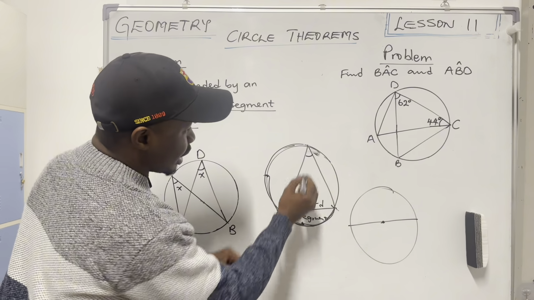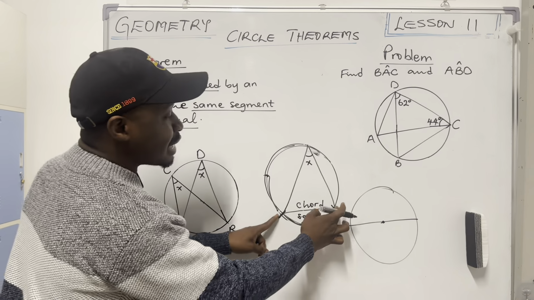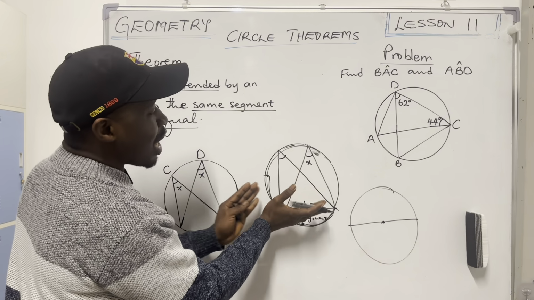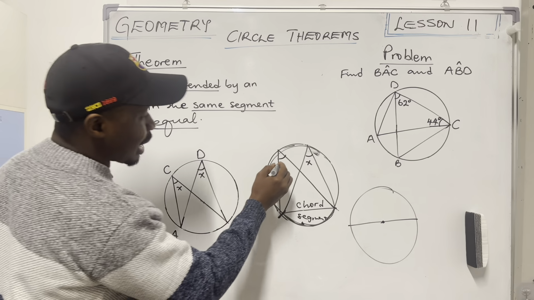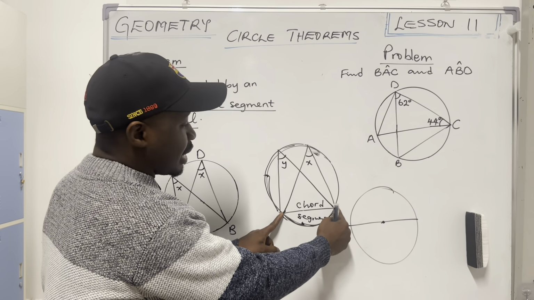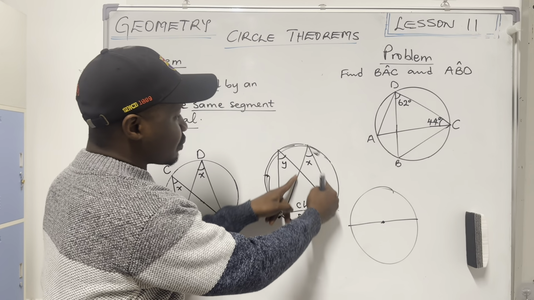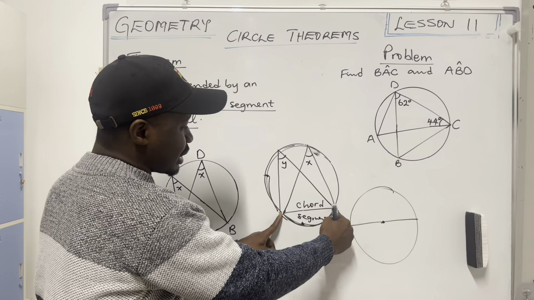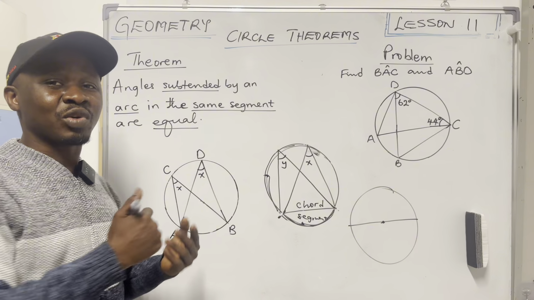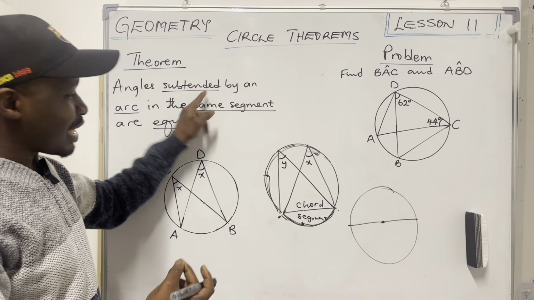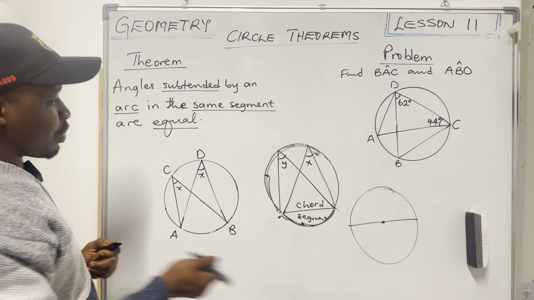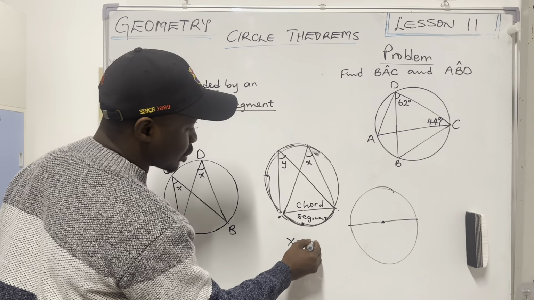All right, so let's call this angle X. Now the same arc forms another angle here, but we are within the same segment. Let's call this angle Y. This arc generates the lines that form this angle, and this arc generates the lines that form this angle, and both angles are within the same segment. This is what the theorem is all about. Angles subtended by an arc in the same segment are always equal. So therefore, X is equal to Y.